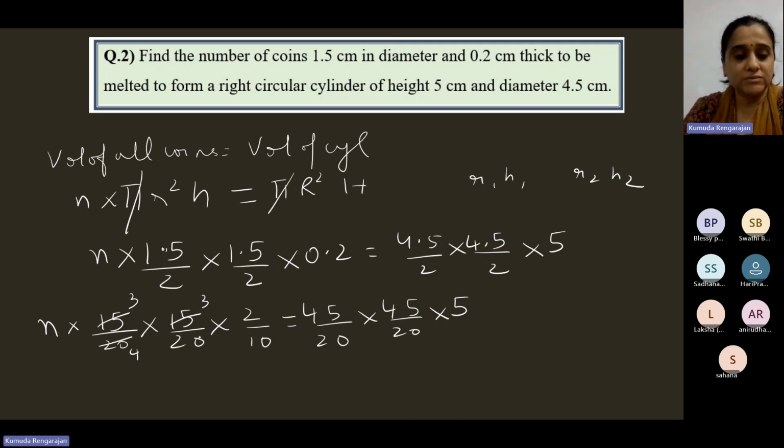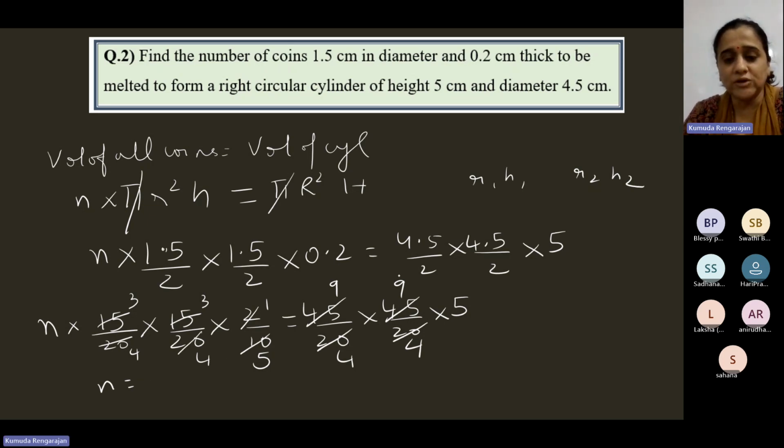Okay. So it becomes 3 by 4. Here also 2 1s are 2, 2 5s are 10, 5 9s are 45, 5 4s are 20. Then you know how will you transpose? n is equal to 9 by 4 into 9 by 4 into 5. And all these will become reciprocals on the other side, correct? 3 by 4 will become 4 by 3, 1 by 5 will become 5 by 1. It will be 9 by 4 into 9 by 4 into 5 into 4 by 3 into 4 by 3 into 5 by 1, or 5.